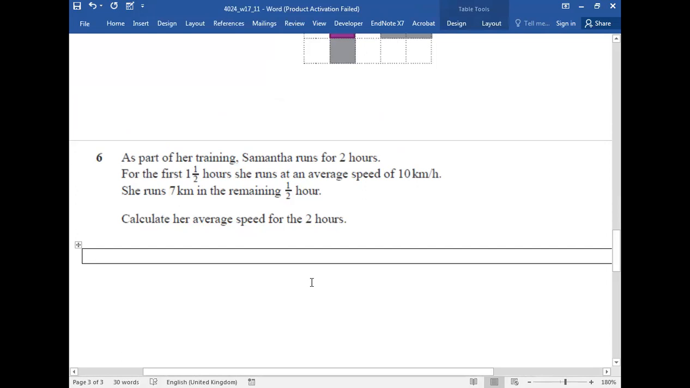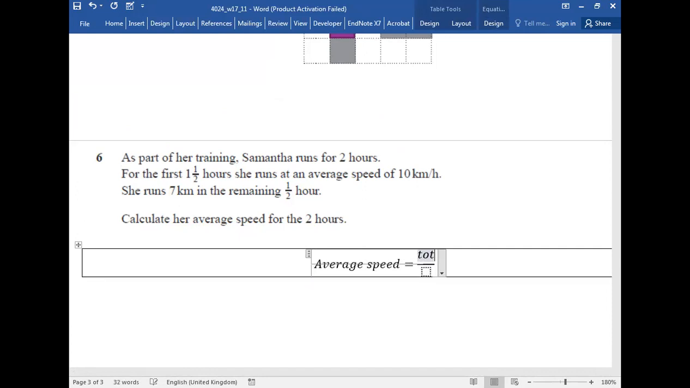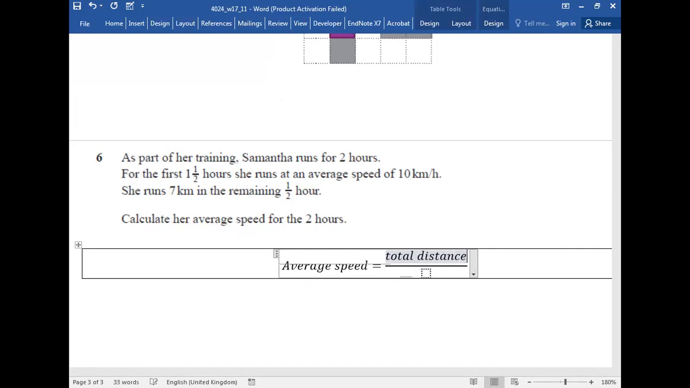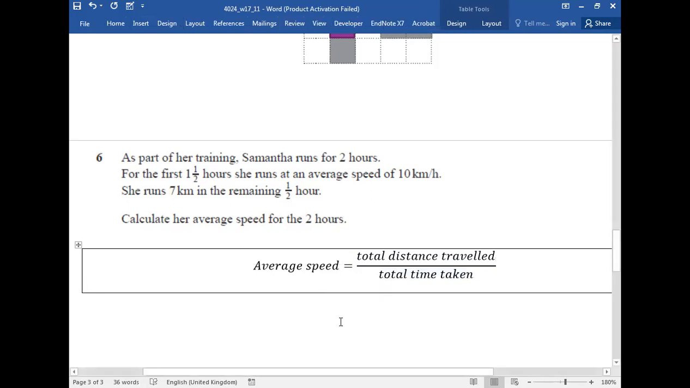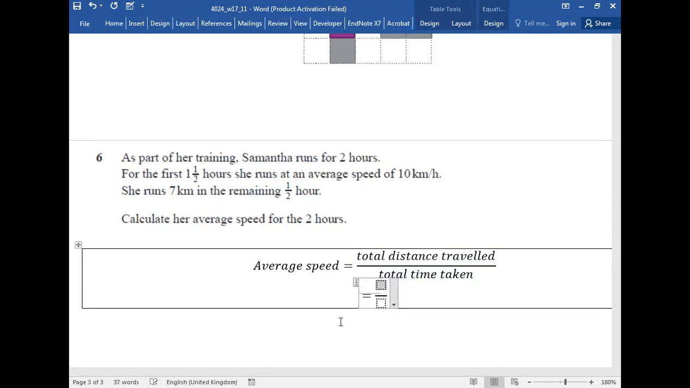How do we calculate the average speed? Average speed is total distance traveled upon total time taken. Please write this down. In average speed, we are focused on finding the total distance and dividing it by the total time. So what is the total distance? Total distance 17 kilometers. Okay, okay.